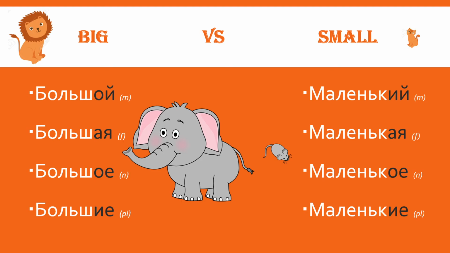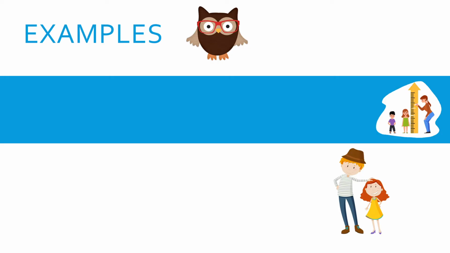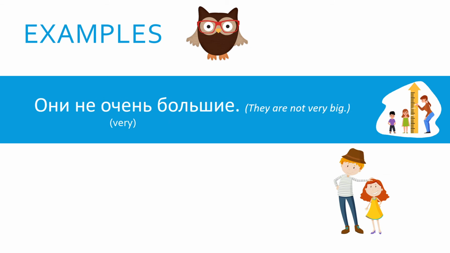Okay, let's look at some examples. Они не очень большие. Очень means very. So, они не очень большие. They are not very big. And большие is in the plural form because it's describing they, which is plural.